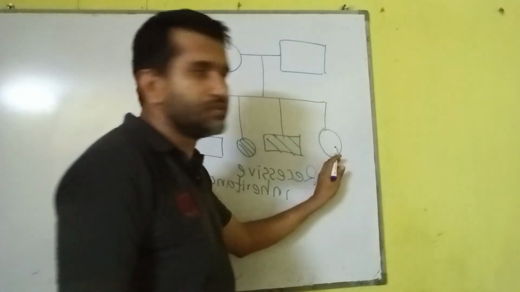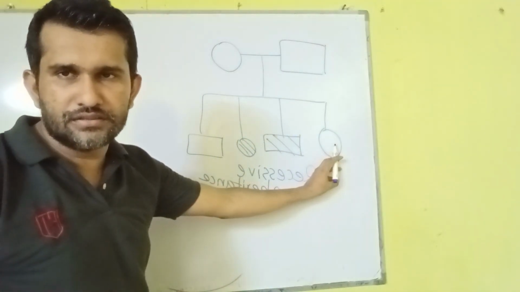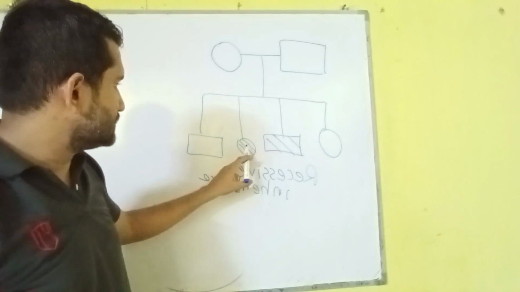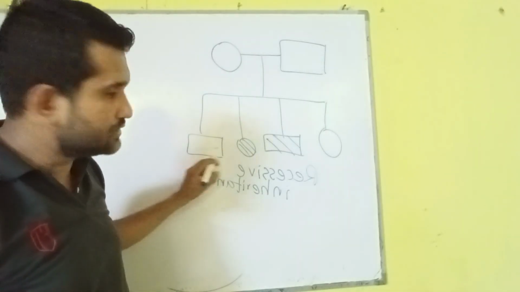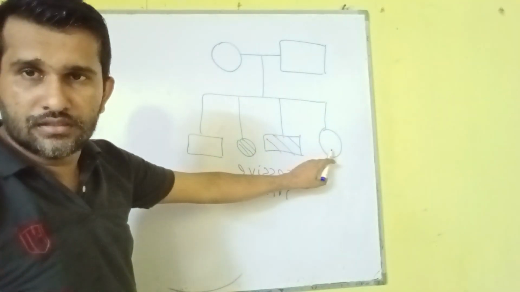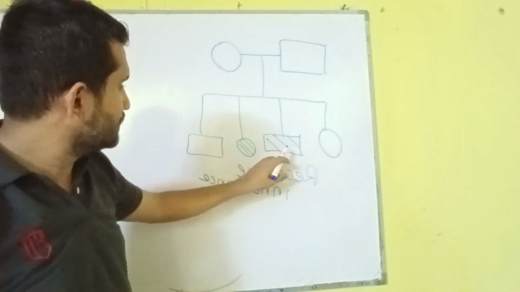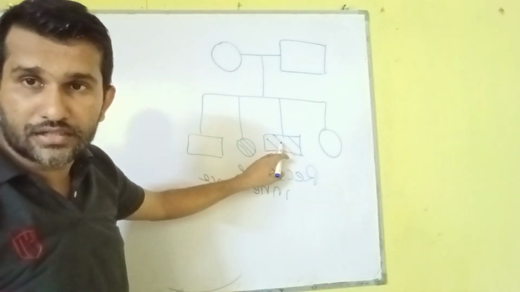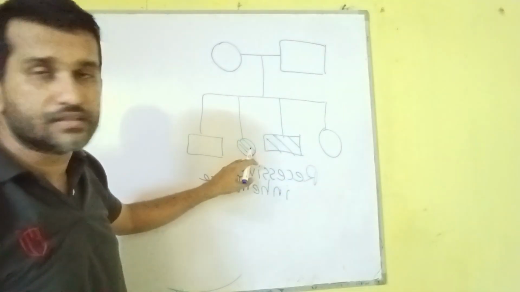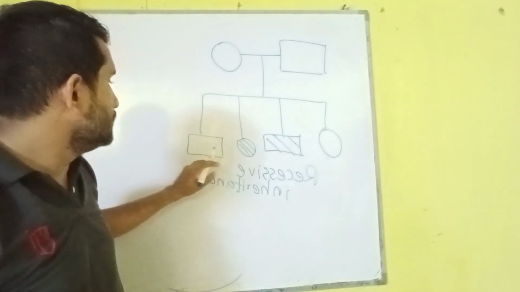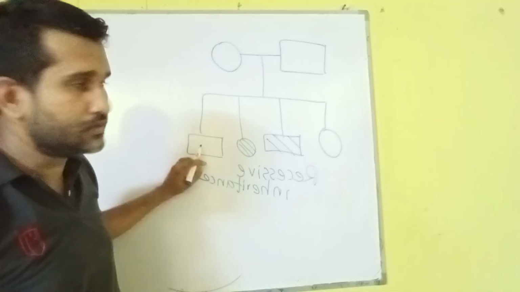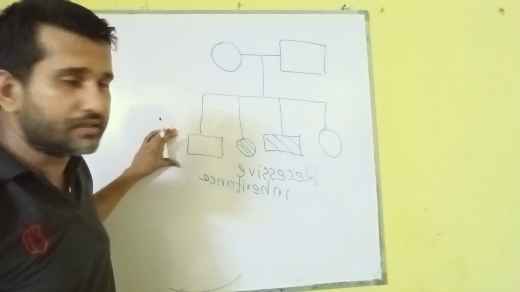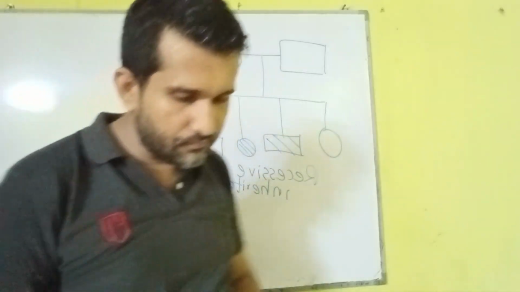So this is the firstborn, the eldest of this family. This is the second child, this is the third child, and this is the fourth. The firstborn is a healthy female. The second is an affected male, the third child an affected female, and the fourth child is a healthy son. So if the parents are unaffected and the offspring is affected, that is a recessive inheritance.